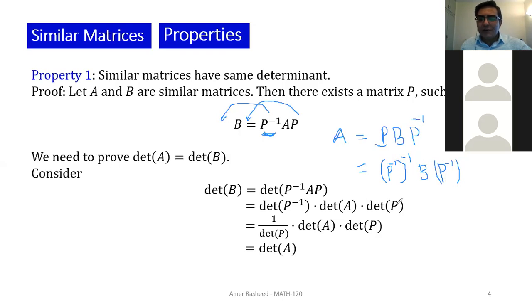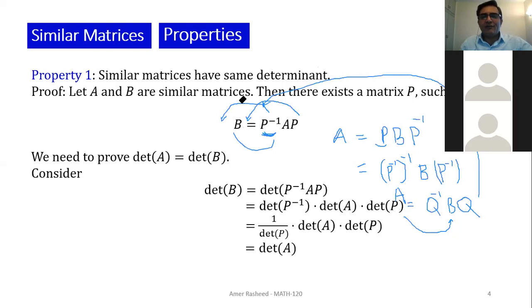Now if we consider P inverse as another matrix, which is Q, then we have Q inverse B and Q here. Now this is A is equal to Q inverse BQ. So what does it mean? A is similar to B. So we get the same kind of expression as we have in the definition of similar matrices. So the last property is, if B is similar to A, then A must be similar to B. I hope you understand it. If you have any question, you can ask me.